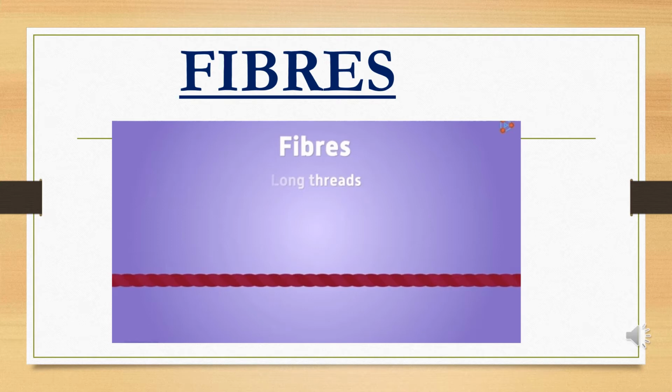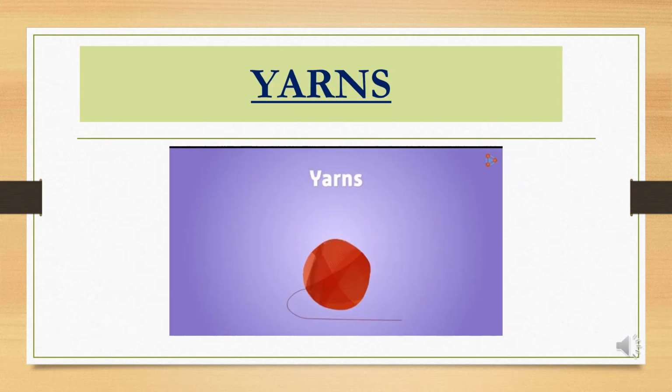Now first is fibers. Children, let's understand what fibers are. We can say in simple words, these are significantly long threads. As you can see in the picture, these are long threads, extremely long threads that can be converted into yarn. So basically fibers are long threads that can be converted into yarns.